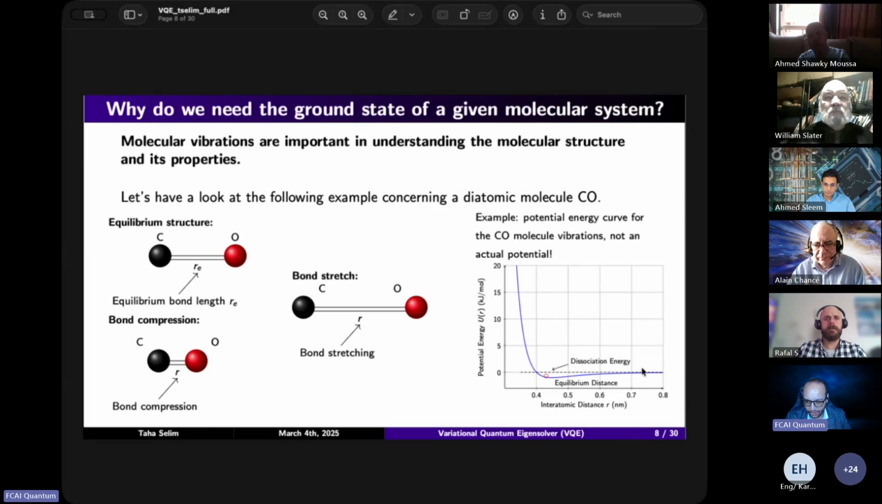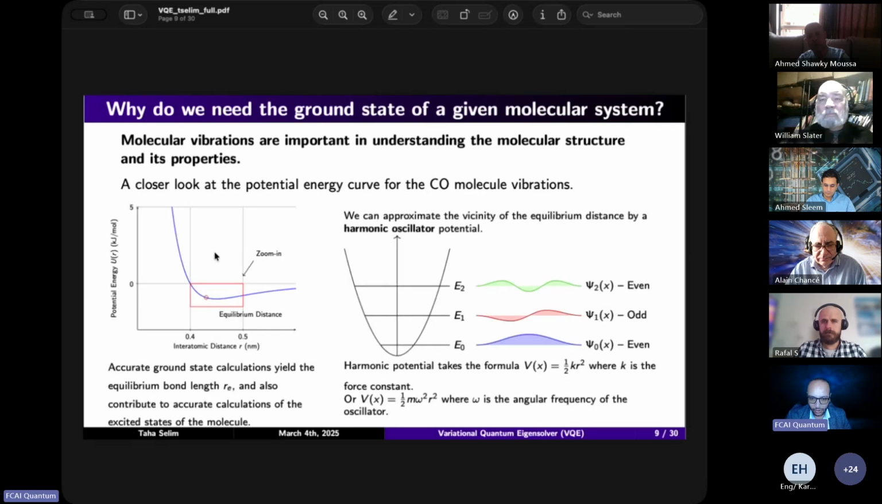And this line is called the potential energy curve. We are talking now about a simple case, and if we have the potential and we know the kinetic energy operator of this, we can construct what we call the molecular Hamiltonian.